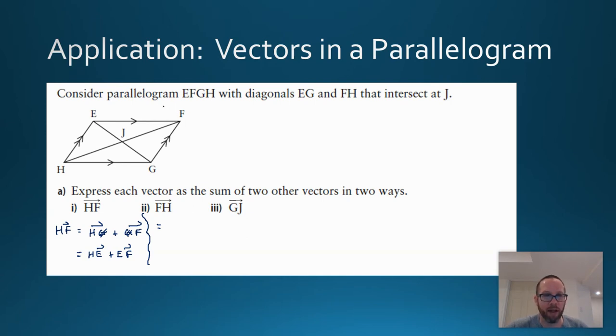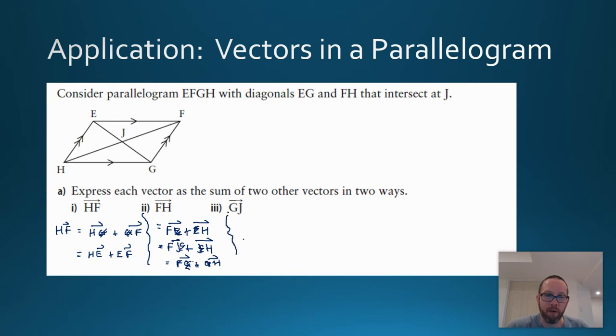I can go from F to E and then E to H. Or I could go from F to J and then J to H. Or FG to GH, that's 3. But they all have that property where that middle point links them up.